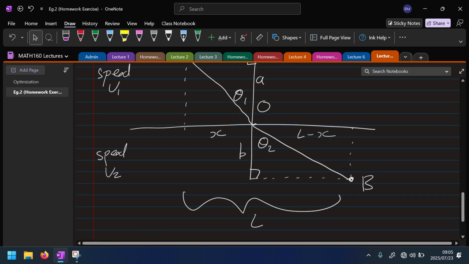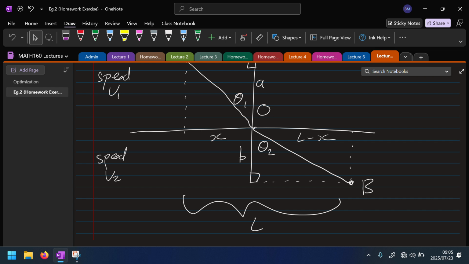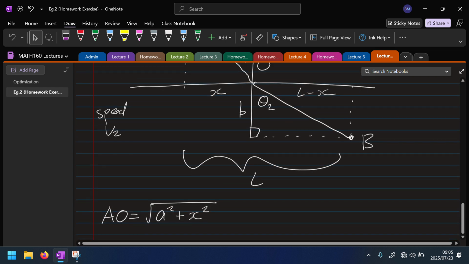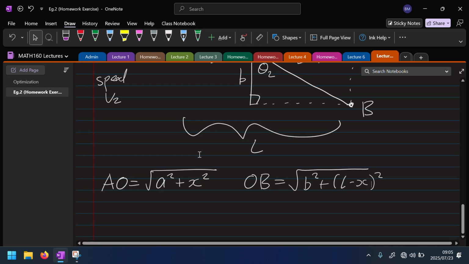Okay, what about the other side, OB? Well, that vertical distance is B, and the horizontal distance is L minus X. So OB will be the square root of B squared plus (L minus X) squared. Everyone okay with that? So we've got the two distances.